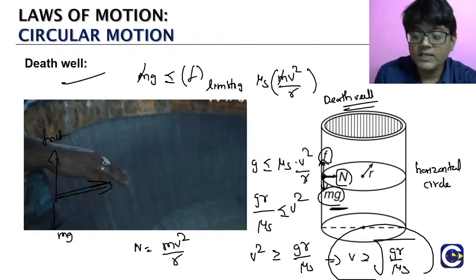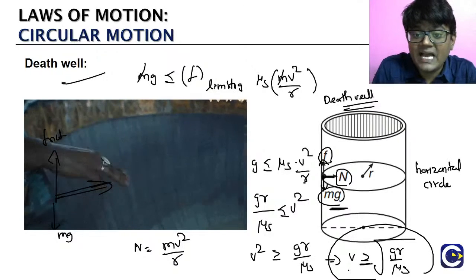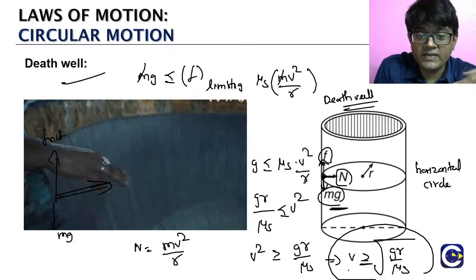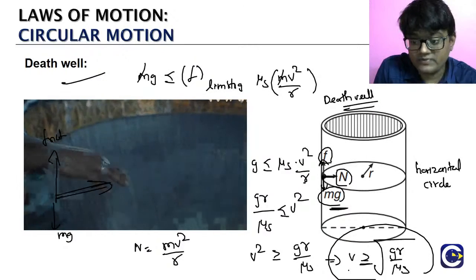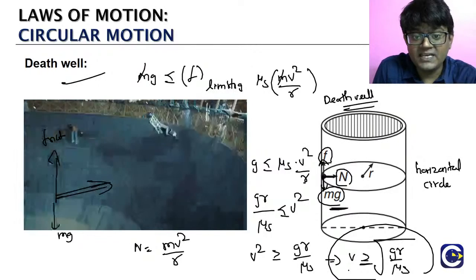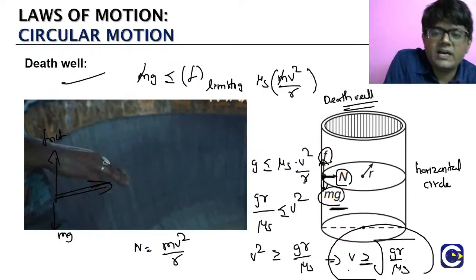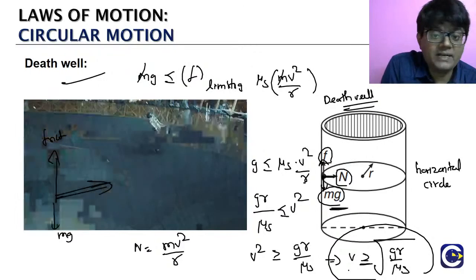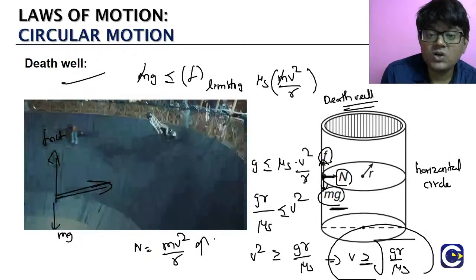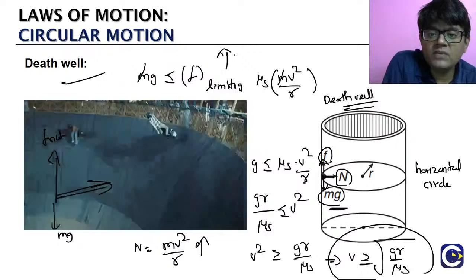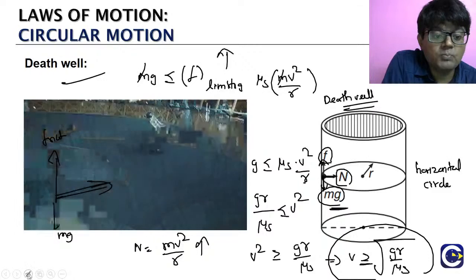So here our safe speed is not like usual. Normally when we talk about safe speed, we talk about the highest speed you can have. But here, the velocity should be more than or equal to root of gr by mu s. What happens then? If the velocity is increasing, the normal reaction value will increase, so the limiting value of static friction will increase. Thereby, the static friction will be able to oppose the weight.